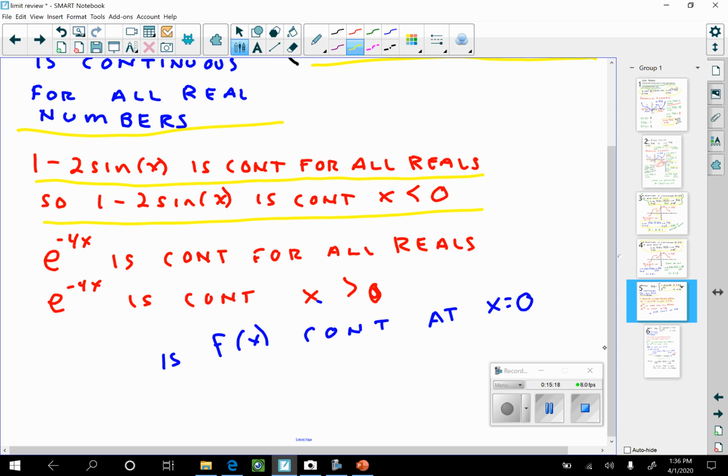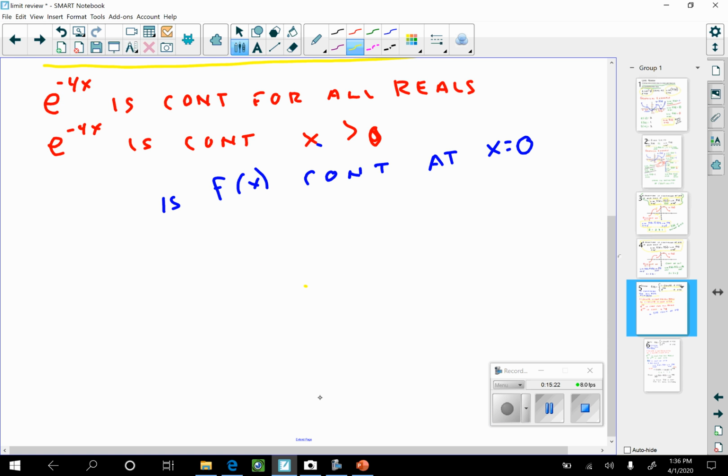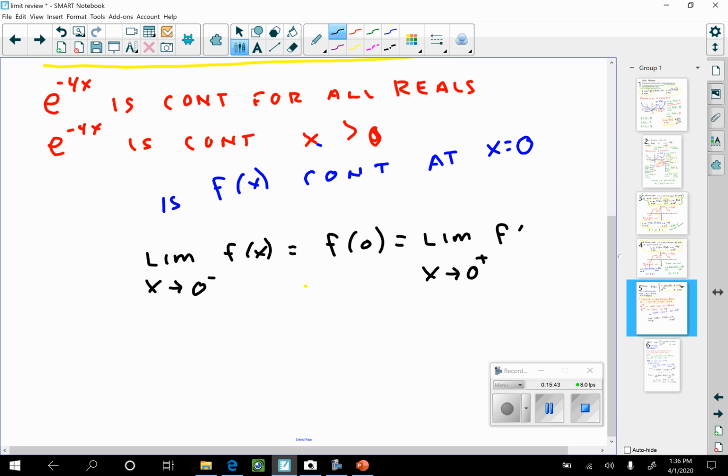Let's just write that statement out because I want to see. So here's what's going to happen if this function is continuous at x equals 0. The limit as x goes to 0 from the left of f of x has to equal f of 0, which has to equal the limit as x goes to 0 from the right of f of x.